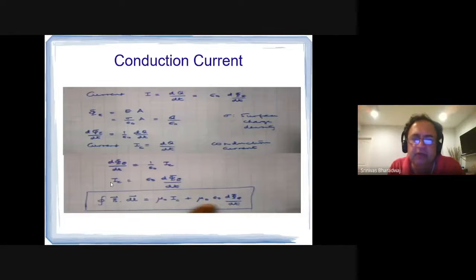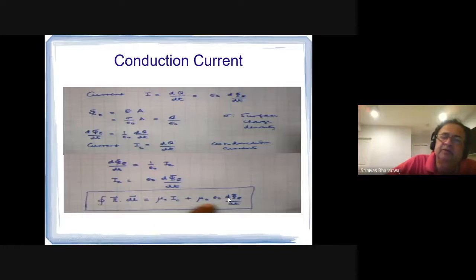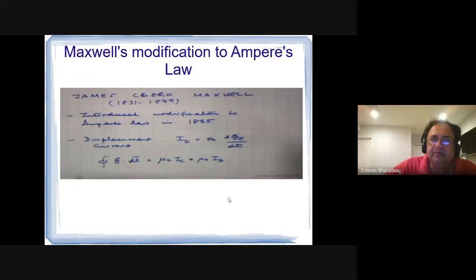Therefore, to take polarization into account, they added this other term, mu naught epsilon naught d phi E by dt. B dot dl equals mu naught I is Ampere's law, right? So then they added the second displacement current term into Ampere's law as well. And therefore they call this Maxwell's modification to Ampere's law.